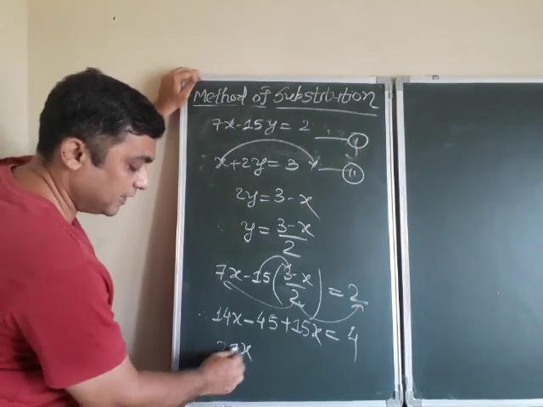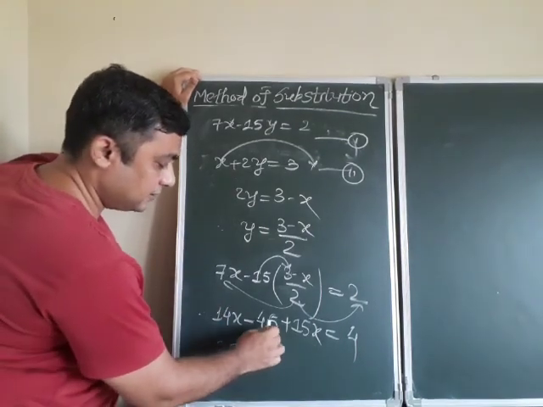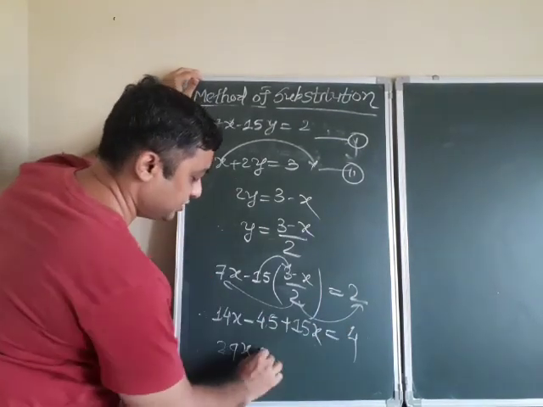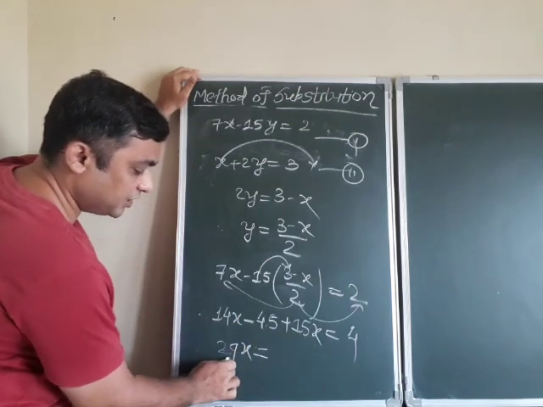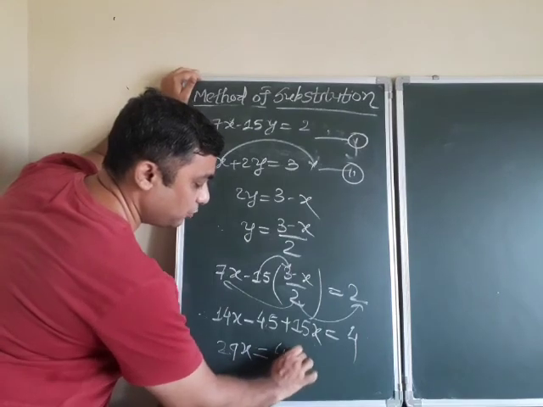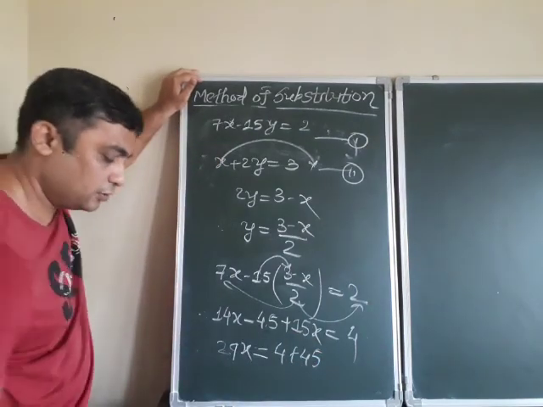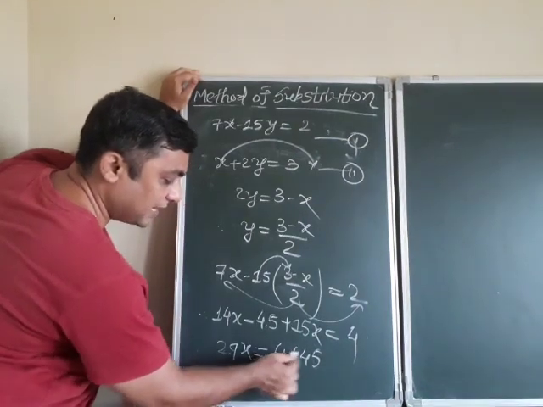Okay. So 29x is here. Okay. And this minus 45 I take on this side. This 15 plus 14, that is 29x. Now minus 45 I take on this side. So it is 4 plus 45. Is it? So 4 plus 45, that is 49.